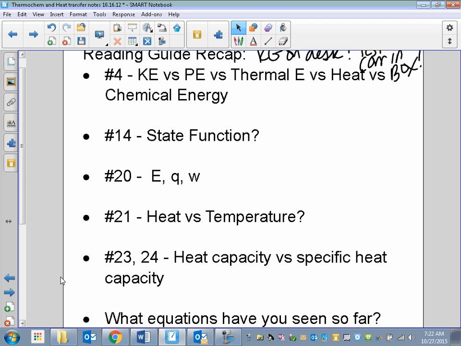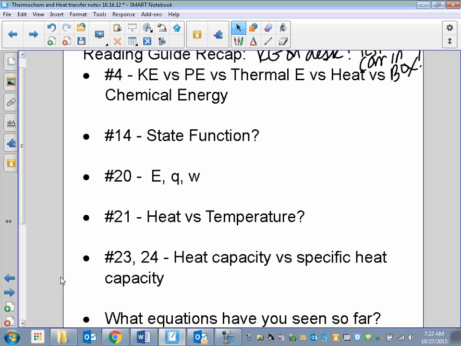And chemical energy? Chemical energy is energy stored in the bonds of chemical compounds. So it's related to the bonds, and it's related to the particles and their position. Chemical energy and potential energy are very, very similar for us, because they're all related to the composition or the position of the particles.